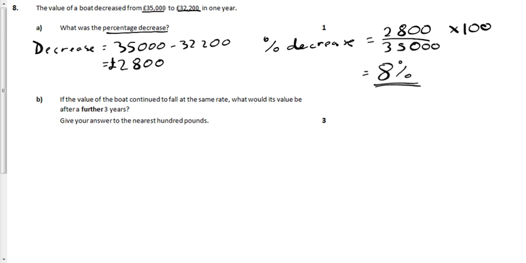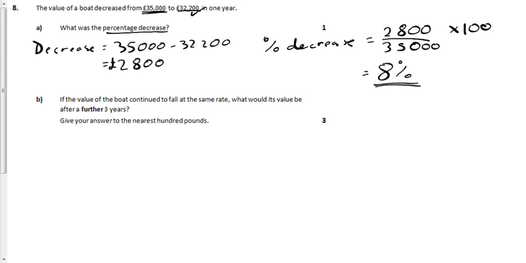Quick way to check is I would be finding 8% of the original amount and subtracting it. So I would be quickly typing into my calculator just as a check. Well, taking away 8% would be finding 92%. 0.92 times 35,000 does indeed give me that. So I know I've got that question correct.